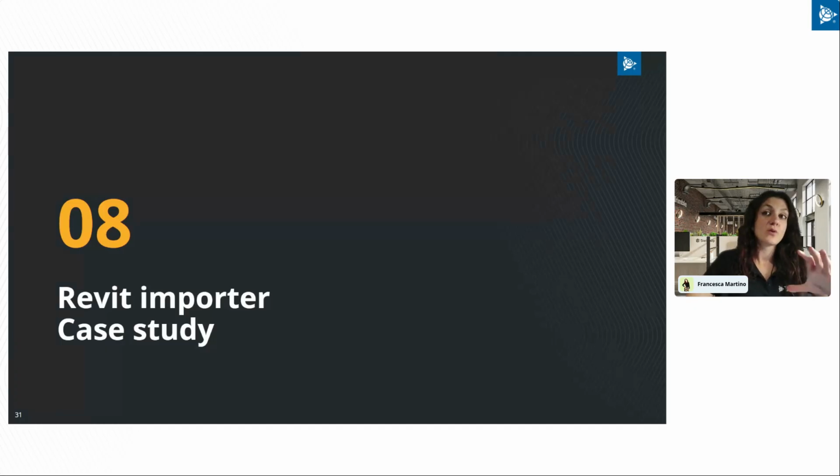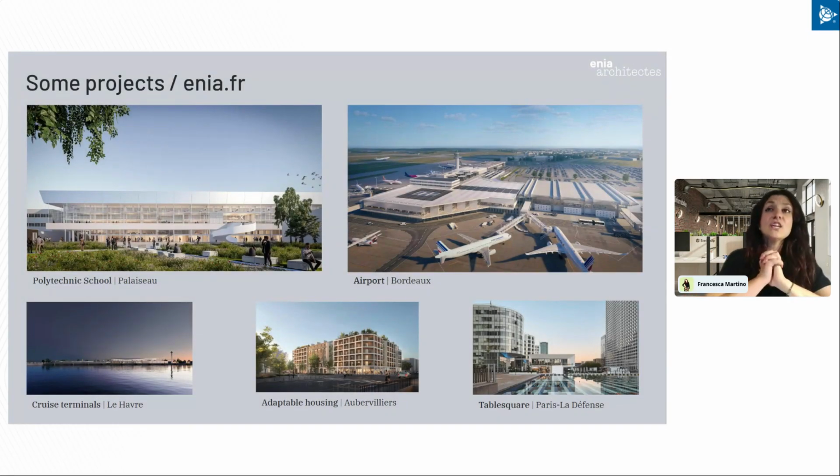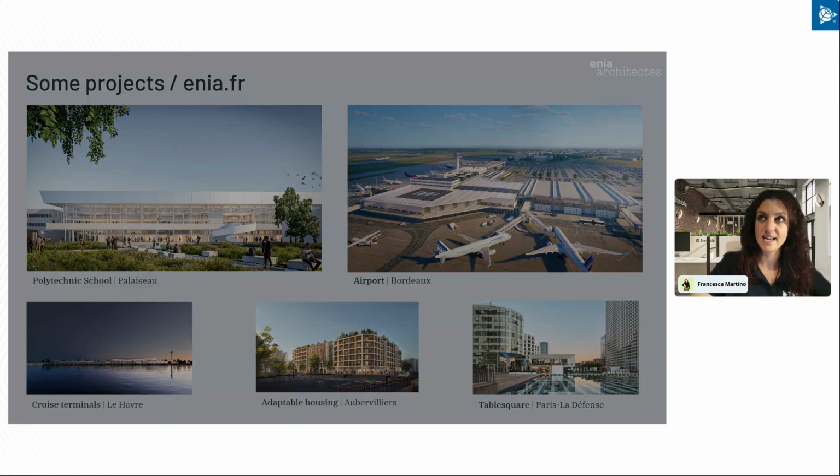Let's finally talk about the case study around the Revit importer, and see how companies actually use it. In this case, we will be talking about a case study from Enya Architects. Enya Architects is a renowned French multidisciplinary architectural firm that is specialized in innovative and sustainable design solutions. They work on a wide range of different projects, as we can see in the slide, including public buildings, commercial spaces, and urban developments. They've got 70 collaborators over two different offices in France and India.